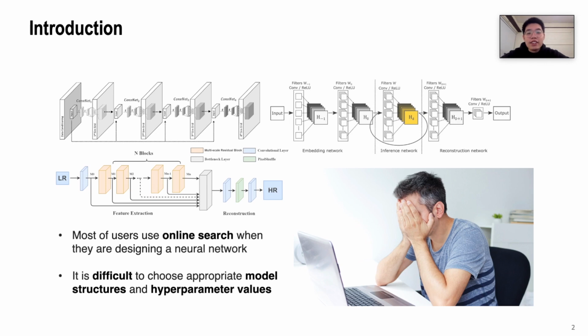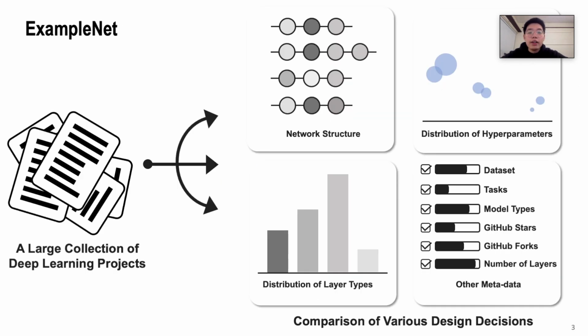In recent years, deep learning models have gained a lot of attention. In our formative study, we found that most developers use online search to find example models. However, they often had a difficult time choosing appropriate model structures and hyperparameter values. In this work, we present ExampleNet, a novel interactive visualization interface for exploring common and uncommon design choices in a large collection of open-source deep learning projects.